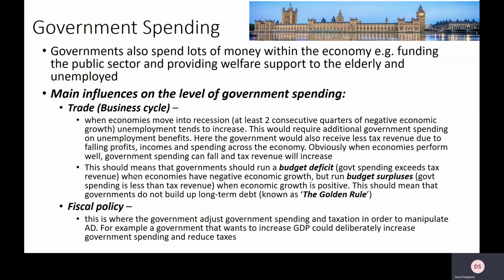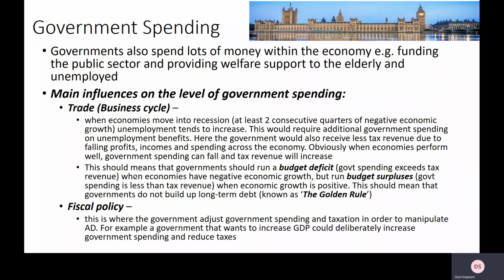Now, if they were to increase their budget deficit, which is more spending or lower taxes, you would get an increase in aggregate demand. If they run a budget surplus, what it will mean is that the level of taxation exceeds the level of government spending. If you increase a budget surplus, it would reduce aggregate demand.